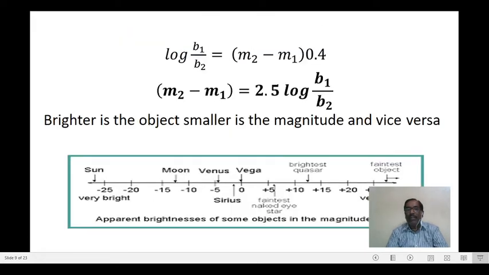So log B1 by B2 equals (M2 minus M1) into 0.4, or M2 minus M1 equals 2.5 log B1 by B2. Brighter is the object, smaller is the magnitude, and vice versa. The following chart gives the brightness and magnitude of stars. If the magnitude is more, the star will be less bright or faintest. If the magnitude decreases, brightness increases. If the value is very small, then the star is brighter and brighter.